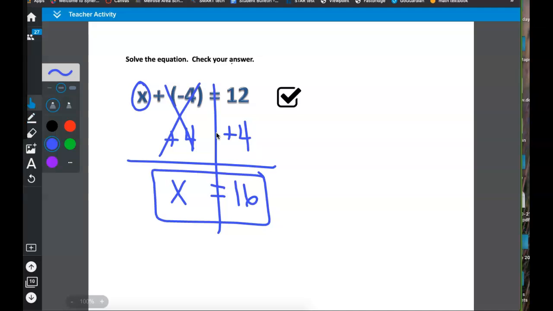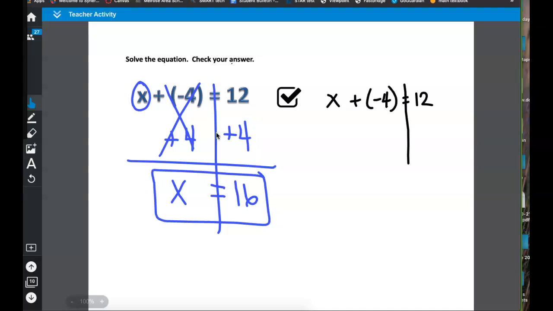Okay, when you check it, you're rewriting the problem. X plus -4 equals 12. Okay, I'm going to replace the x with 16. 16 plus -4 is 12. So it works. Done.